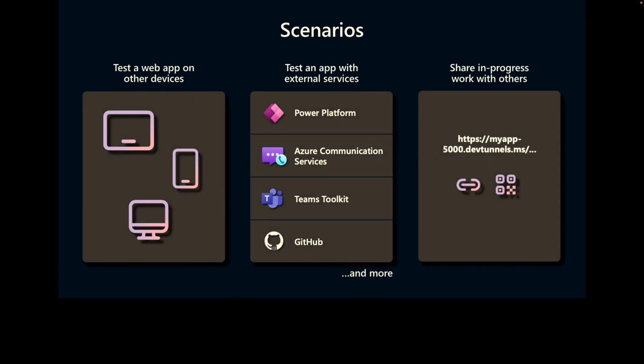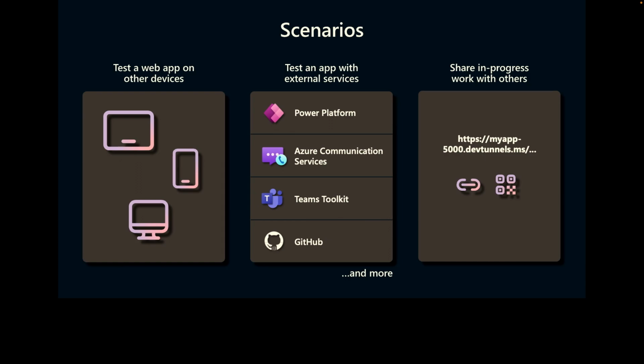The first is to test an app on your physical phone or tablet. There are, of course, many ways to do that today, but DevTunnels makes it so easy. You have a URL that you can just go to and view and test on your physical device. You can also use DevTunnels to test an app with external services. That includes Power Platform connectors, Azure Communication Service APIs, Teams apps, and GitHub webhooks. And this is definitely where DevTunnels shines, because when you're developing webhooks locally, they need to be publicly accessible on the internet. So you have to use something like DevTunnels to do that.